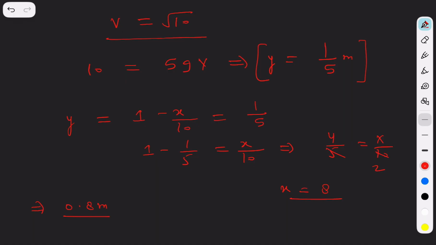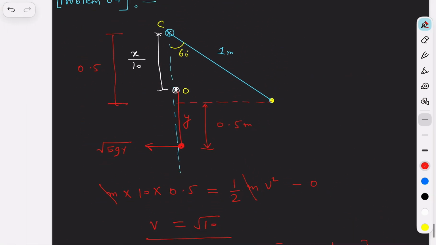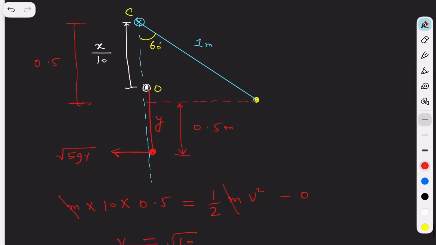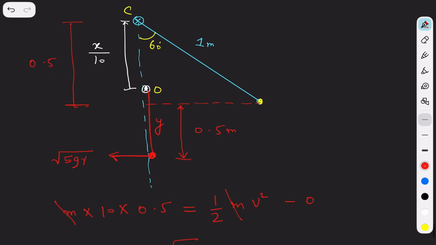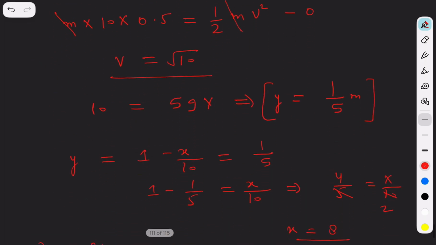I hope this is settled guys. It's a simple problem actually, not difficult as such, just basic concepts you have to align, and you can get the answer. Now I'll move to the next problem. This problem also actually came in the JEE, and it will become our problem number 5.